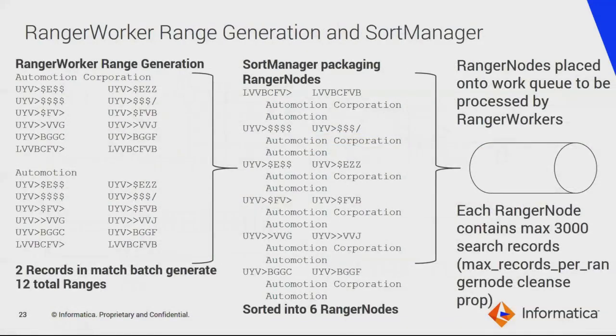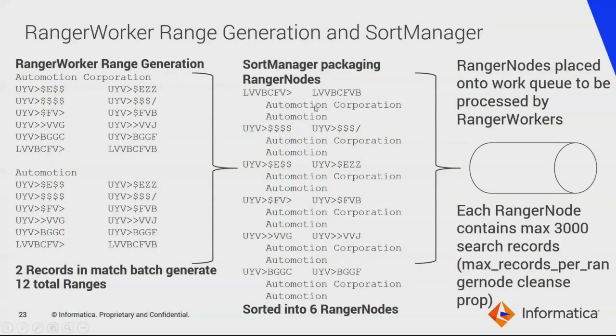And so we generate our ranges. We have 12 total ranges, and then we sort them in alphabetical order, and then we assign records from the batch into the Ranger nodes with those ranges, right? The size of each Ranger node is determined by two things. One is the number of candidates that are brought back by the range, which is hard to know at the beginning when we create this Ranger node.